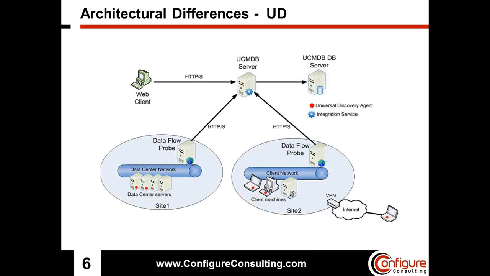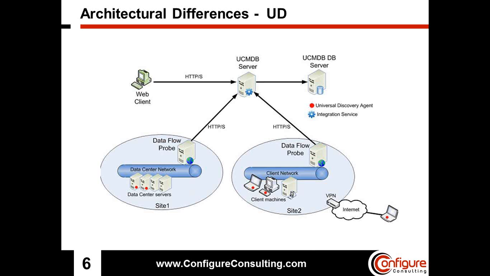Compared to the Universal Discovery deployment scenario, the DDMI collector server is split into two distinct roles, a UCMDB server and a data flow probe. The big difference here is with the functionality of the data flow probe. In the Universal Discovery setup, there is only the one UCMDB server, which acts as an aggregator server, using an Oracle or SQL database platform, as previously mentioned.